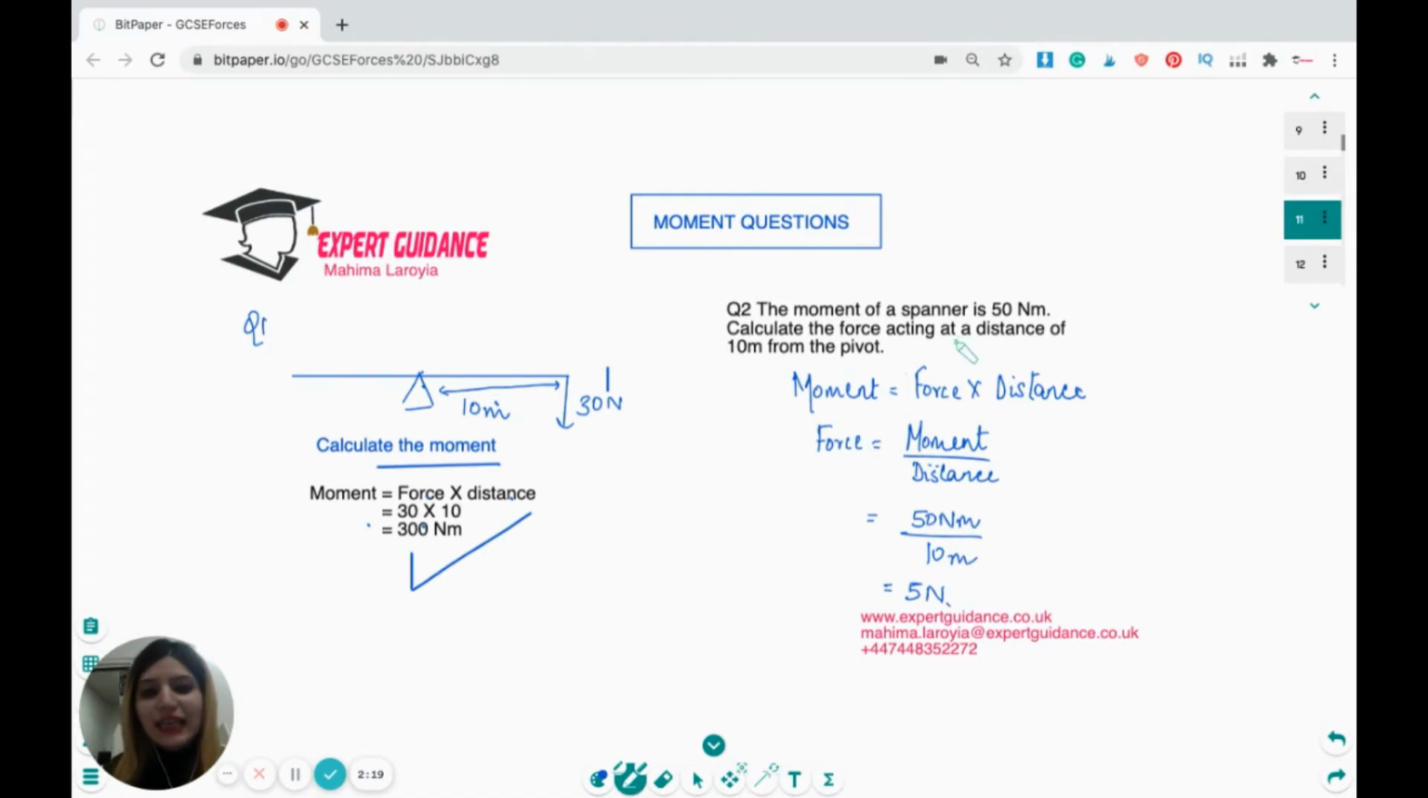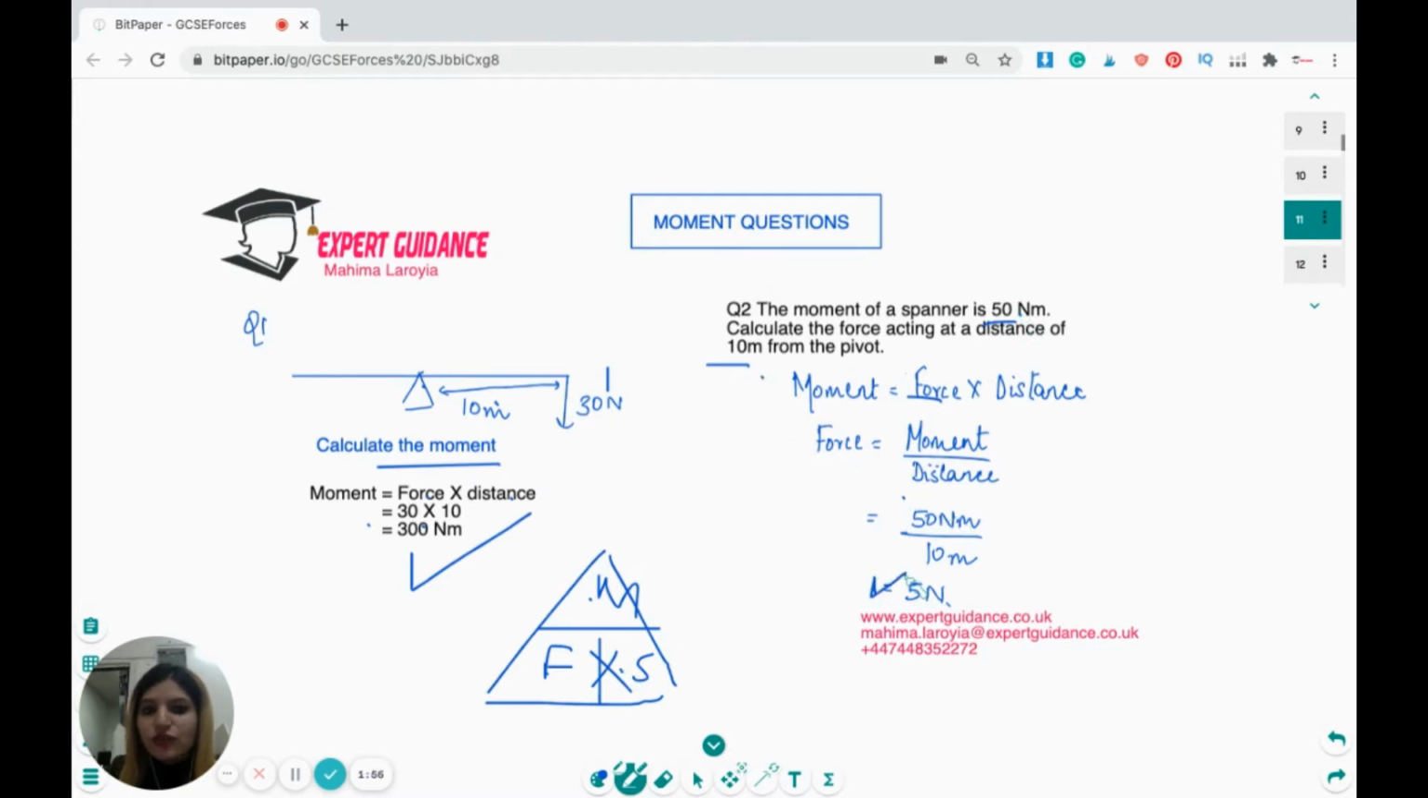In the second case, they have given you the moment and they have given you the distance and asked you to work out the force. So we can have the help of this triangle. That moment is force times distance. So the force will be moment divided by distance. My moment is 50 newton meters. The distance is 10. So the force is 5 newtons.